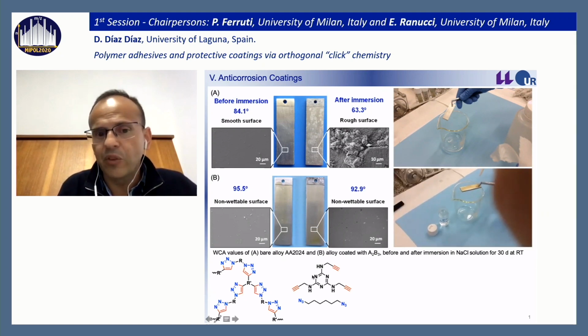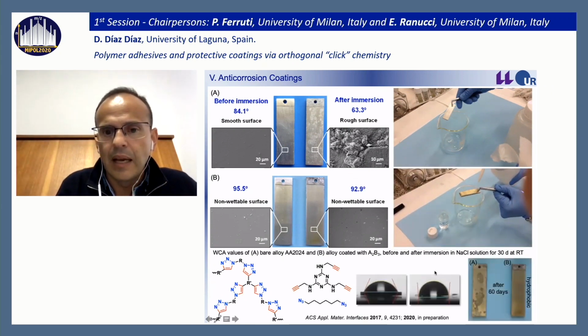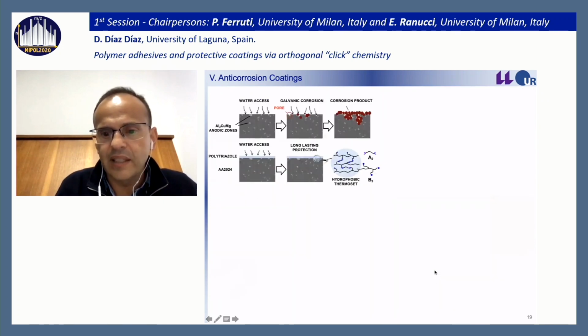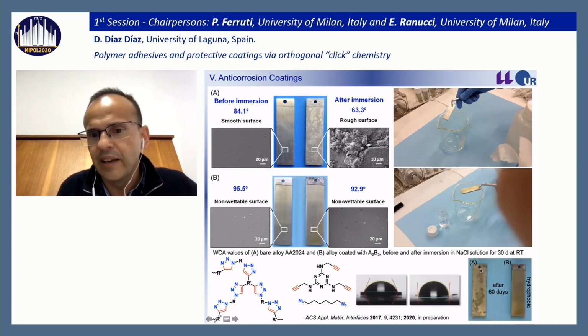So depending on the monomer, you will control this wettability property of the surface. Okay, and here you can see in this slide how different it looks after 60 days: an aluminium without treatment and aluminium with the click polytriazole layer on top.